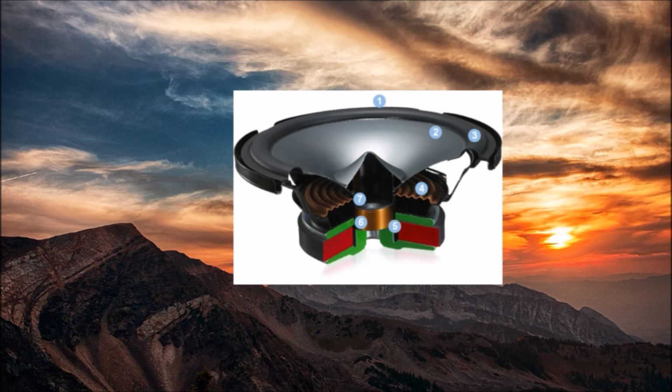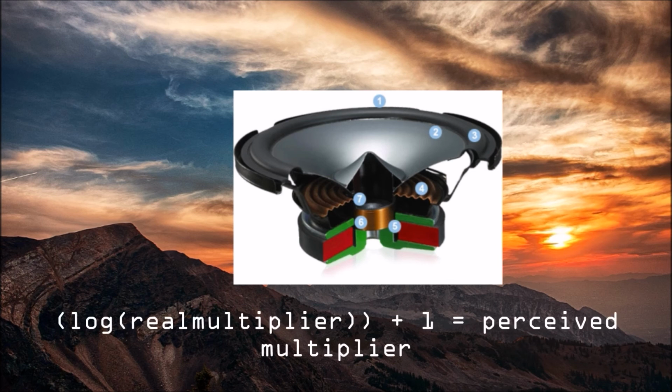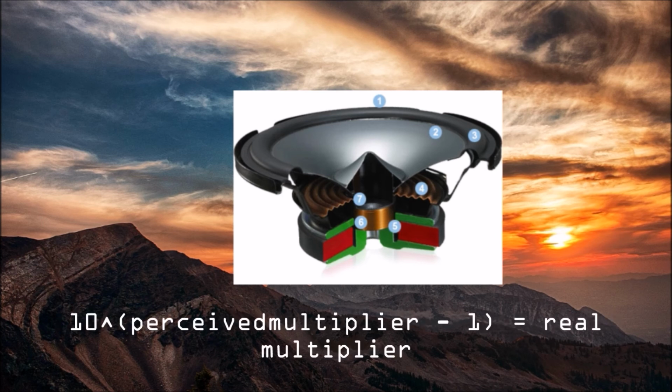Now, this is all about real volume, which is how much air is actually being moved. But, of course, we're humans. We have to be different. So we perceive sound on a logarithmic scale. A doubling of the real volume will only multiply the perceived volume, what we hear, by 1.3. And you can calculate this with this equation: log base 10 of the real multiplier plus 1 equals the perceived multiplier. And 10 to the power of the perceived multiplier minus 1 equals the real multiplier.